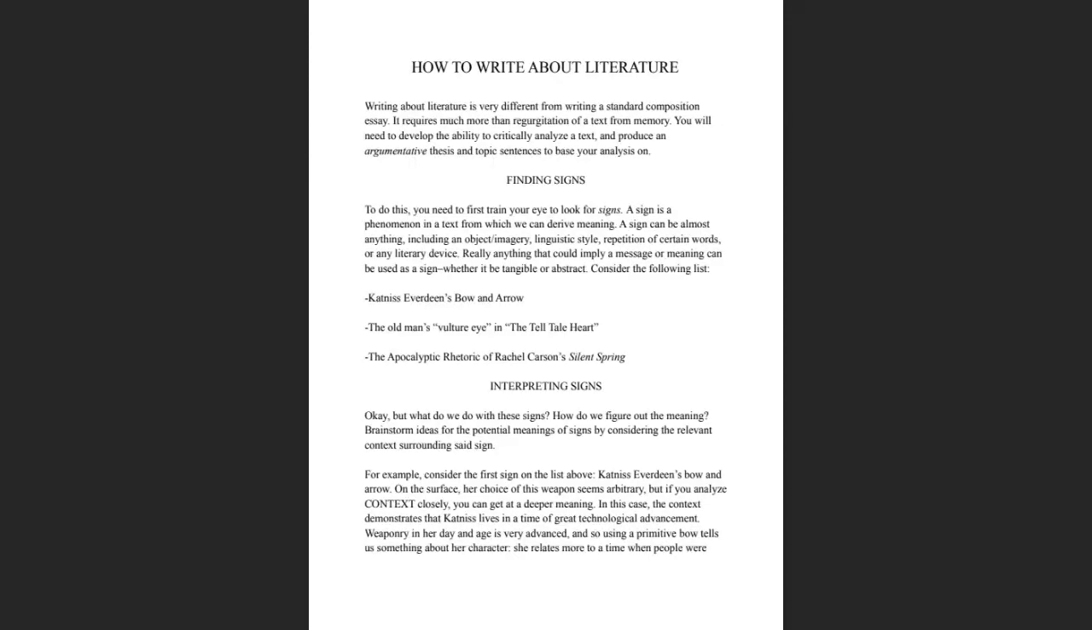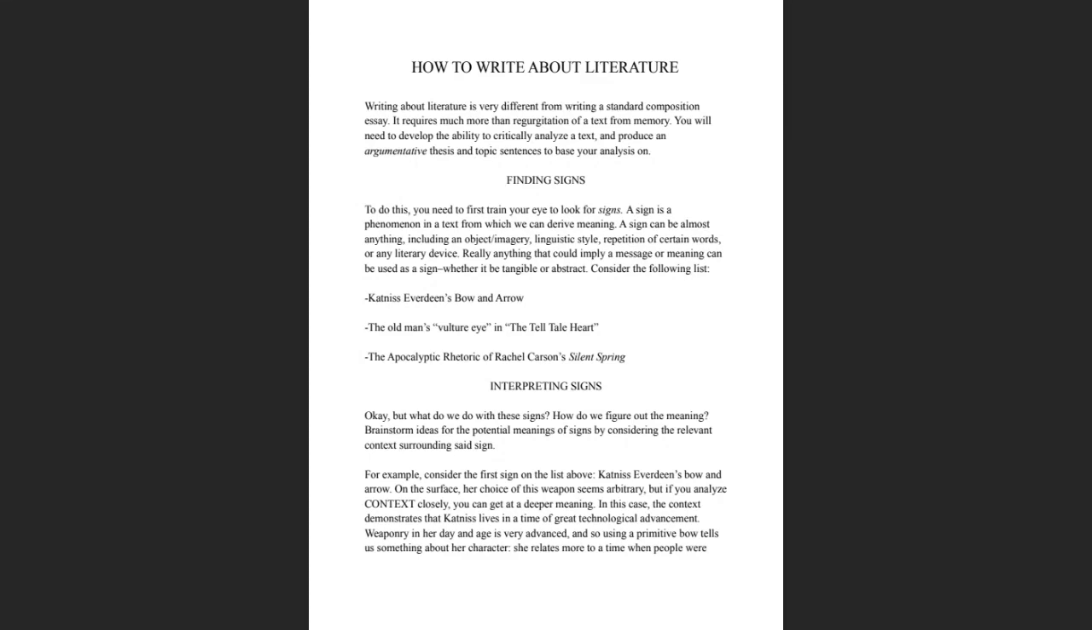Now, if you took 1101 with West Georgia Tech, you should have had some sort of experience with argumentation, but you never really did it with a text. So the key is to teach yourself how to analyze a text. And so how do we do that? The first thing you need to do is teach yourself to find signs, okay? So you need to train your eye to look for signs.